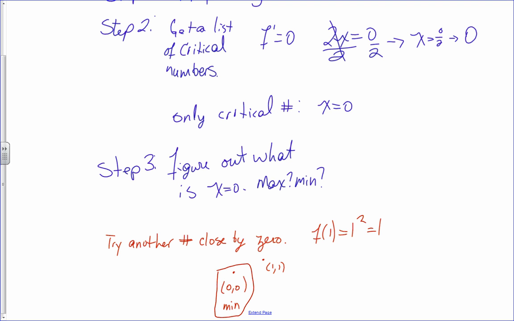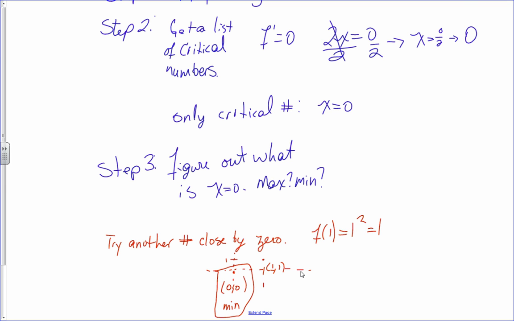Okay, this tells us it's a minimum because when we put in 1, we got a point higher on the graph. If you drew in some axes, that critical point would actually be our origin. This would be x equals 1. This would be y equals 1. So when we plug in a number close, we physically get a number higher than what we got for our critical value. Since we get a number that's higher, we know our critical number is a minimum and not a maximum. All right.